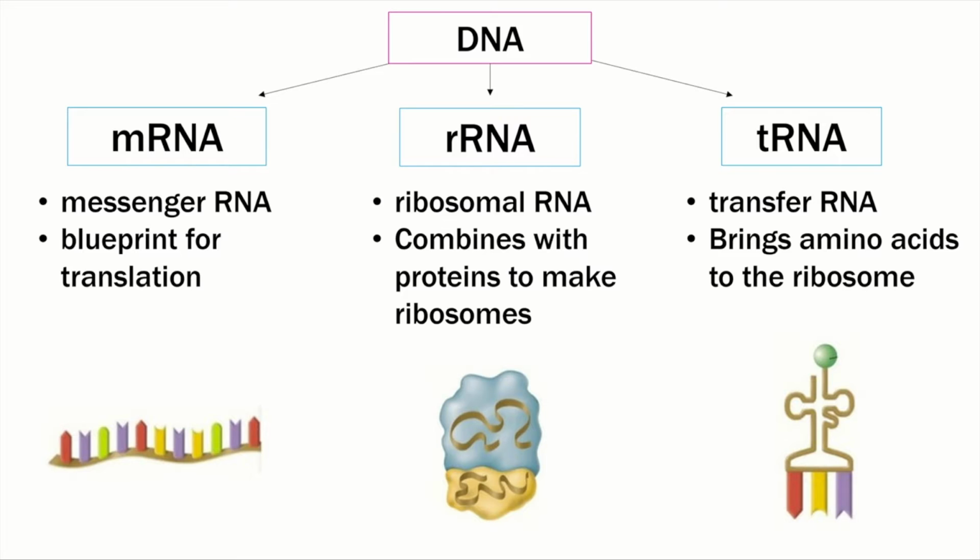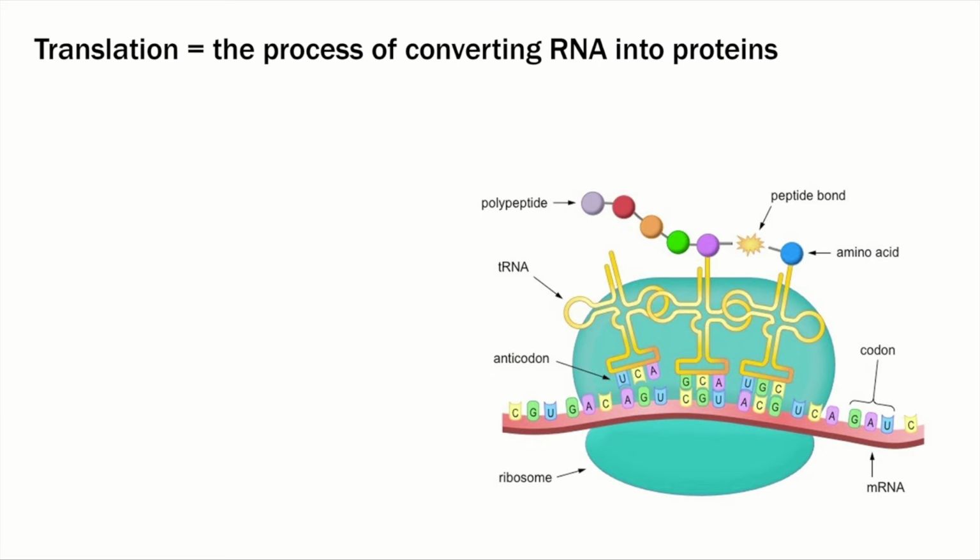So remember that in transcription, we can make 3 types of RNA. Now, all of these are going to be used in translation. Our mRNA is going to be the blueprint. The rRNA will make up ribosomes, which are going to hold everything together in translation. And our tRNA will bring our amino acids to help form a protein. So we can think of our rRNA and tRNA like the machines that are working on converting that mRNA into a protein.